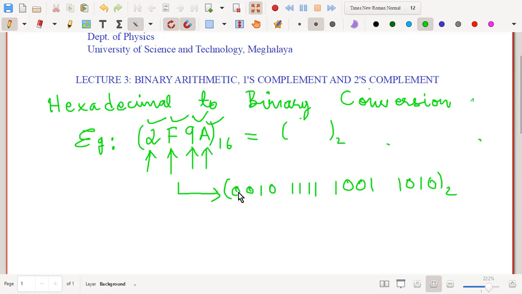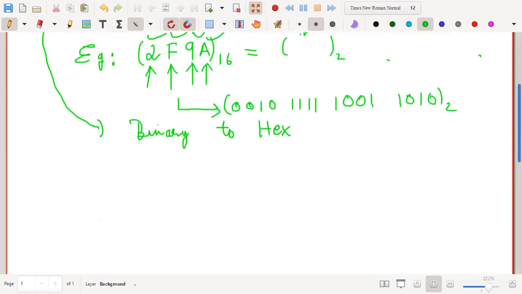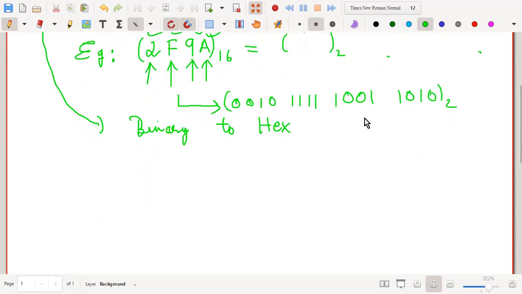Now if you have to do the reverse of this, that is binary to hexadecimal, what we would do is divide the given binary number into 4-bit groups. For the integer part, we have to start dividing from the LSB. Let us take one example.